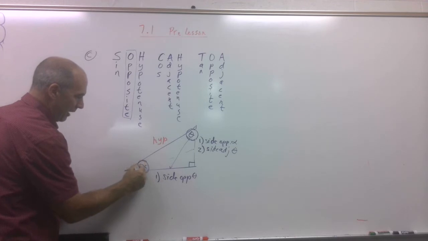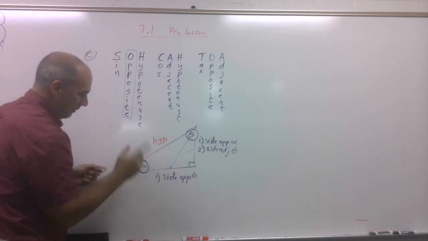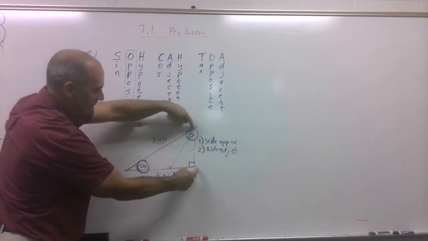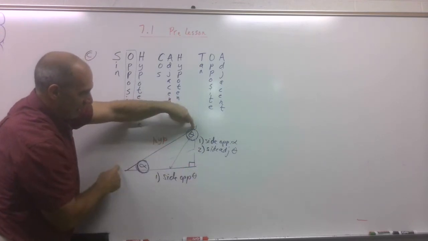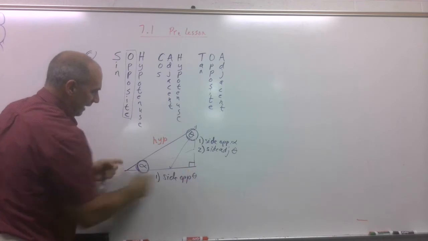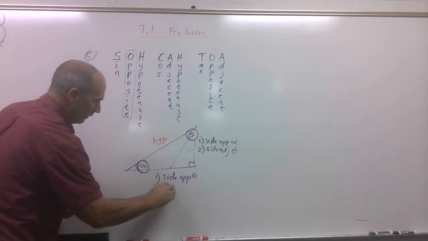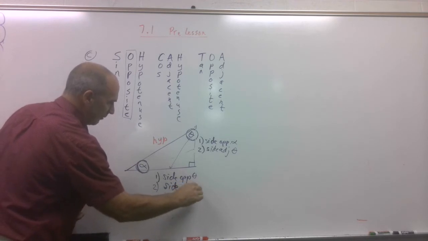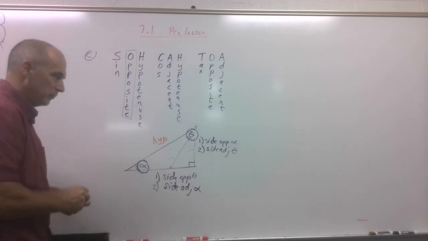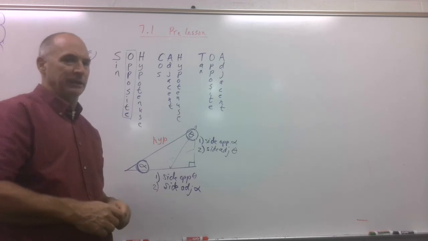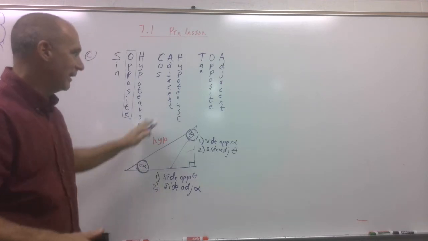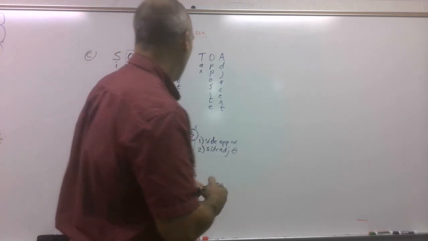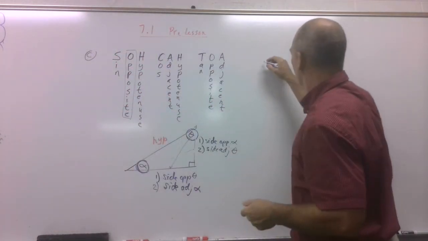So now look at this. If I change my reference angle to alpha, this side is opposite alpha. This side is my hypotenuse, meaning this side is also the side adjacent to alpha. So it depends on what your reference angle is. Now, having said that, if you're a little bit confused, what I'm going to do is help you understand what this is all about.